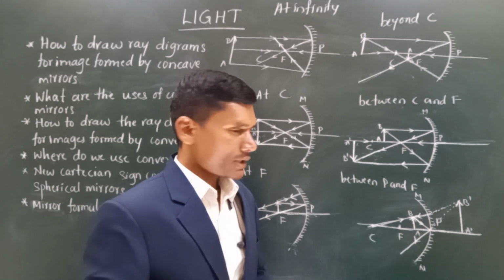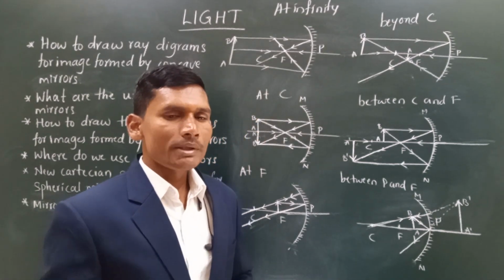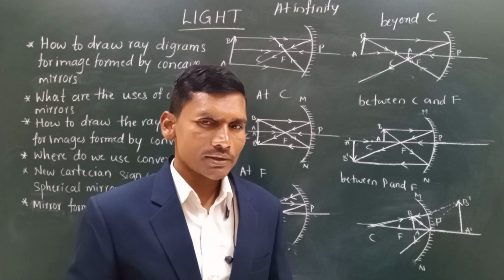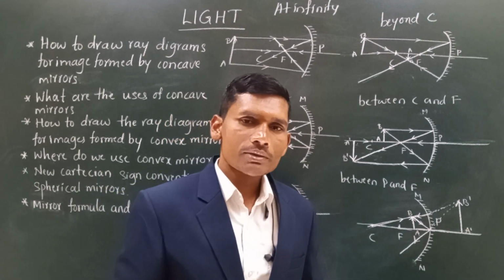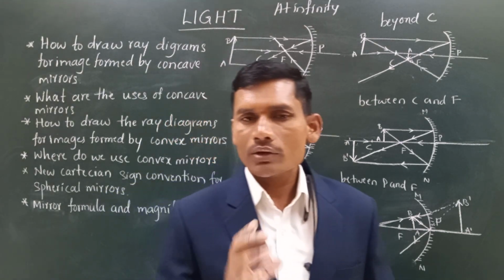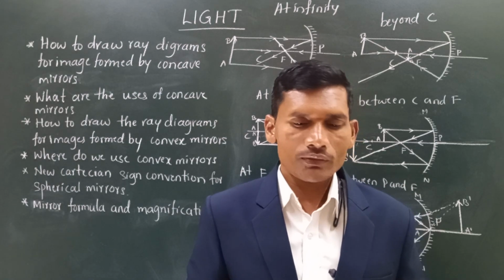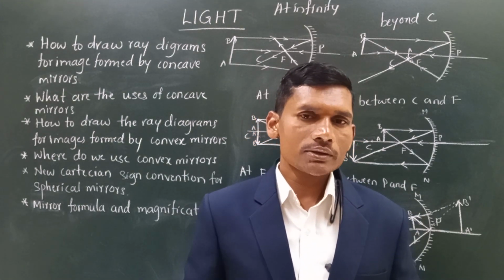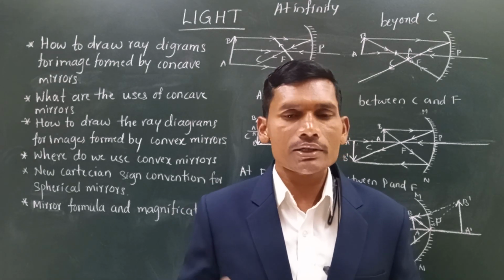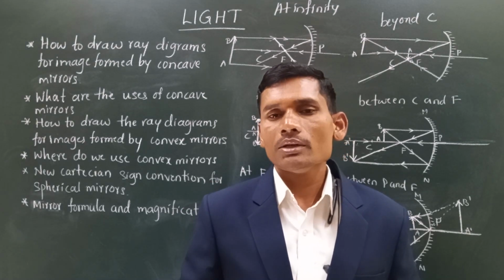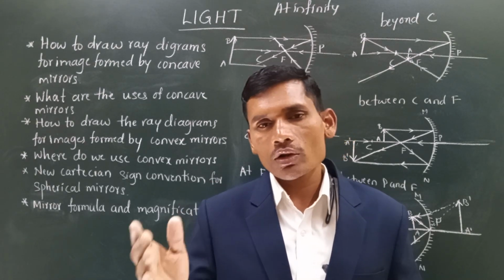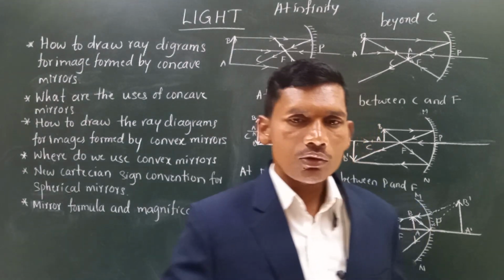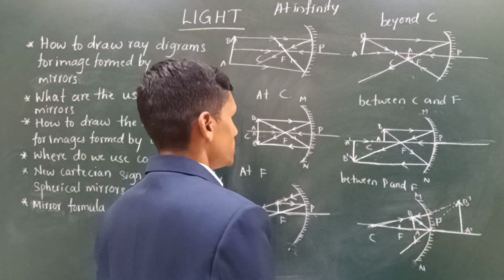Next, we need to consider what will be the image formation by convex mirrors. In case of convex mirrors, we need to consider only two positions: when the object is at infinity, and next at finite distance. Finite distance means when the object is between infinity and the pole of the mirror. Only two cases we need to consider. In those cases, we are going to learn.